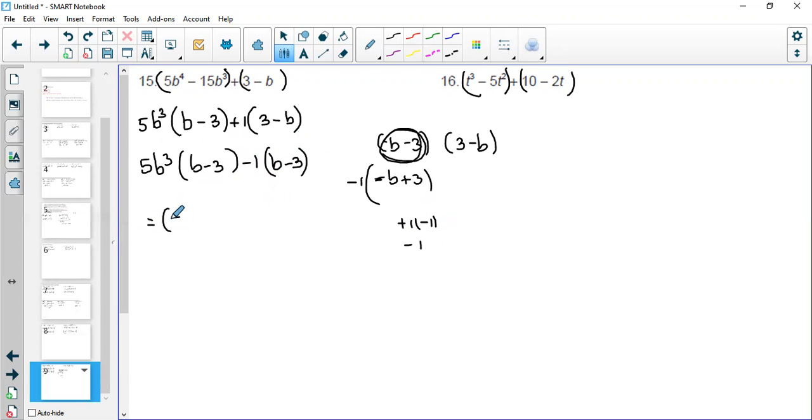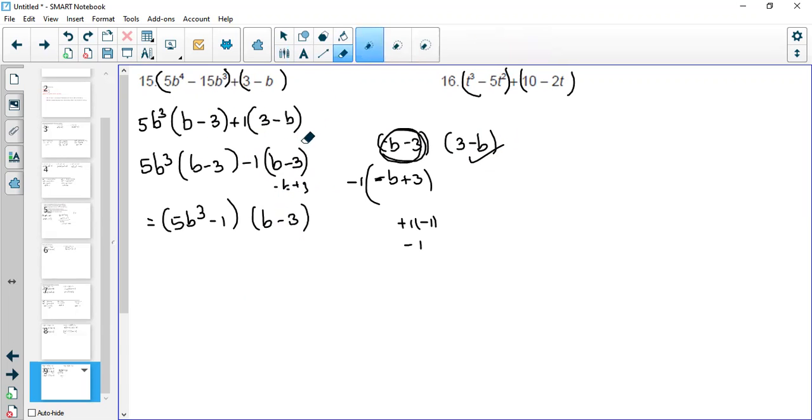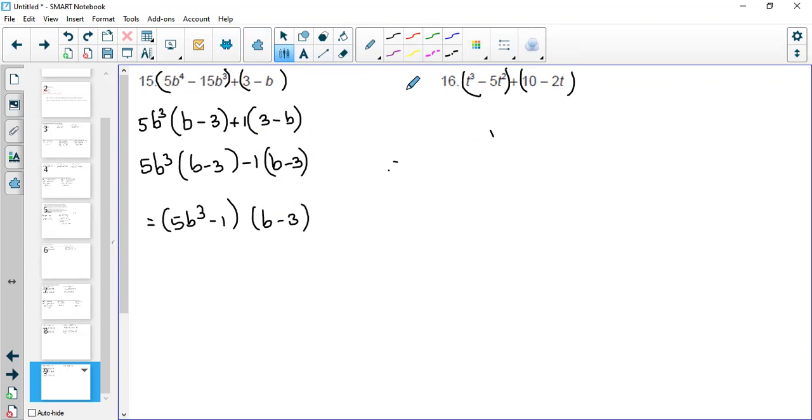So here we have 5b cubed, minus 1, and then b minus 3. That's all you've got to do. If you would notice, if I would multiply the negative 1 with the b, I'll get a negative b. And if I multiply negative 1 with a negative 3, I'll get a positive 3. So which means it's basically 3 minus b, which is the same one. So whenever you have some slight difference like that, always remove a negative as the common factor, and then you can factorize it the same way. Right, let's move to the next question.